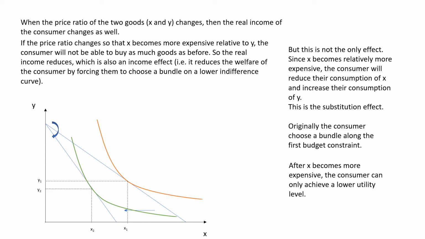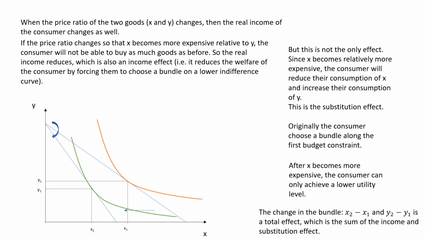Now, the ratio between Y1 and X1 can, and most likely will, be different from the ratio of Y2 and X2. This change in the composition is going to be the substitution effect. The total effect can be calculated as Y2 minus Y1 for good Y and X2 minus X1 for the good X. So, total effect refers to the difference between the old bundle and the new optimal bundle.